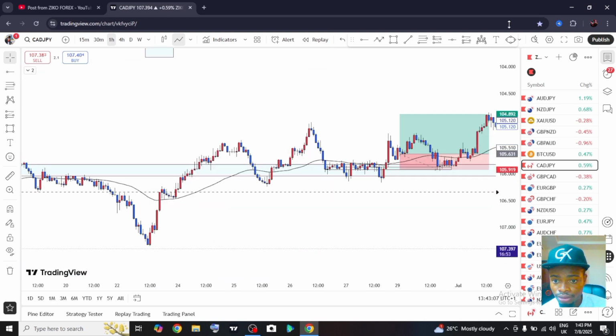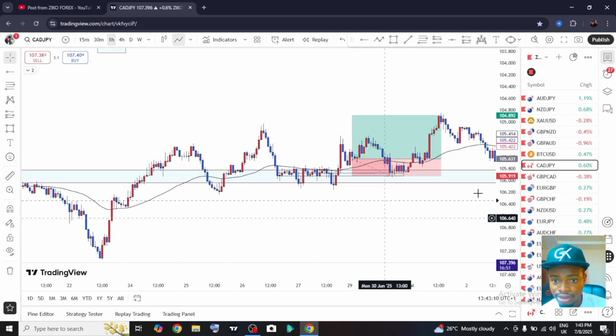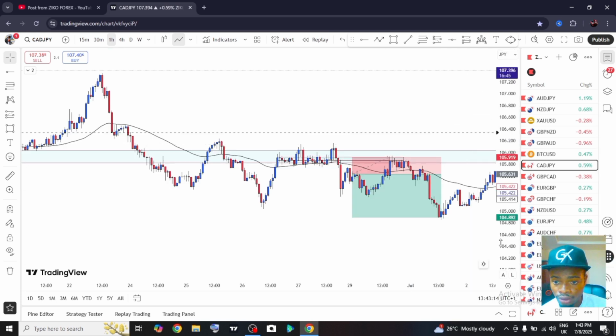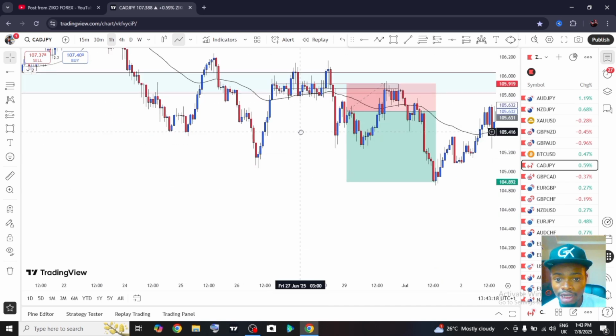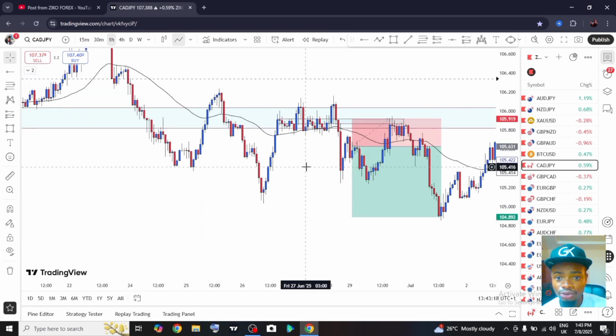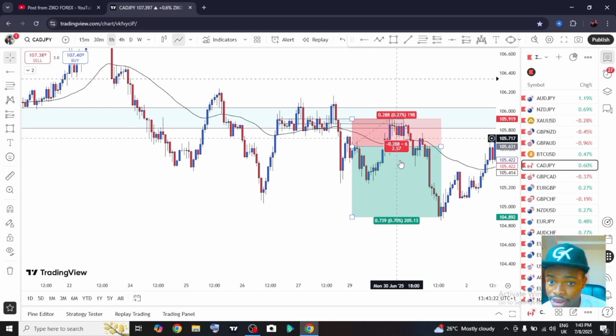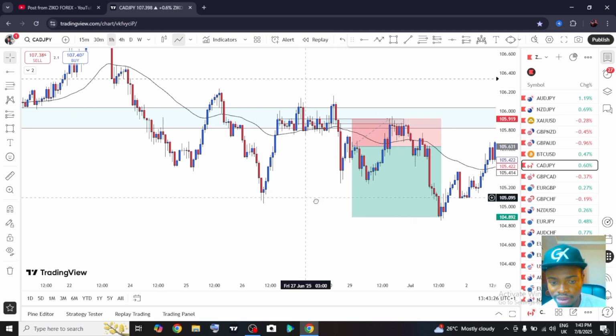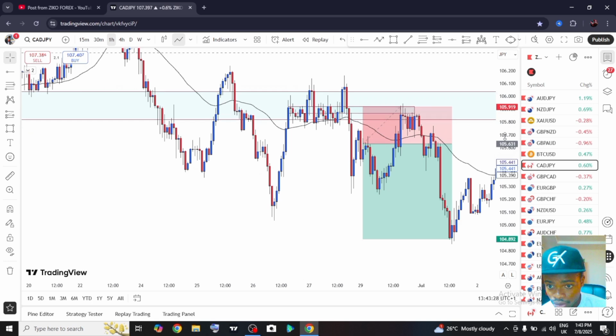All right, so right here is a wick out example that happened, right? Let's invert the scale back. Right here was a wick out example that happened one time that I actually avoided, right? I'm just putting it here to show you that if you would have put your stop loss there, you would have been wicked out. So here's how this trade works, right?